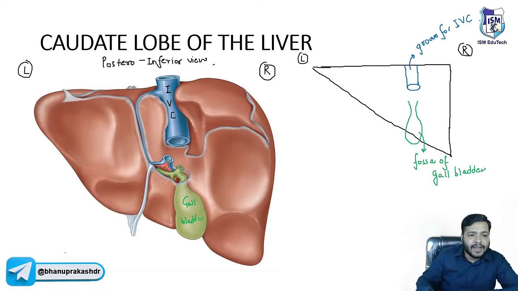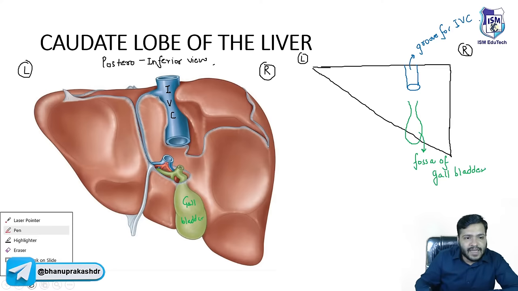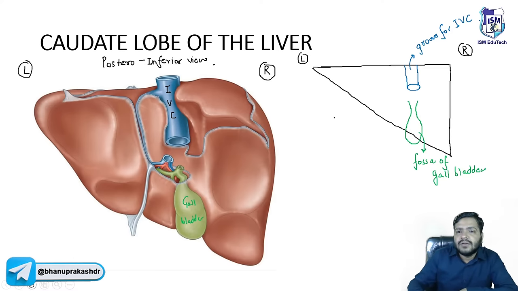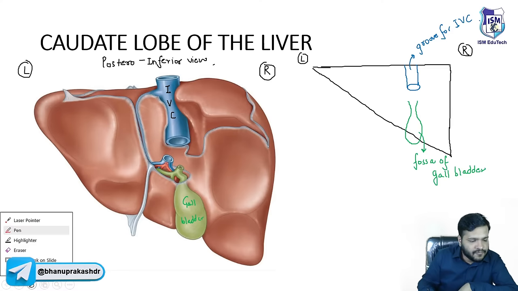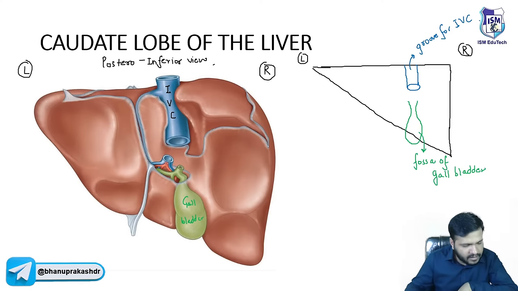Now, I told you on the posterior side we have the fissure. I'll just take another pen. Yes, it is the fissure for ligamentum venosum. So you can easily see it over here.